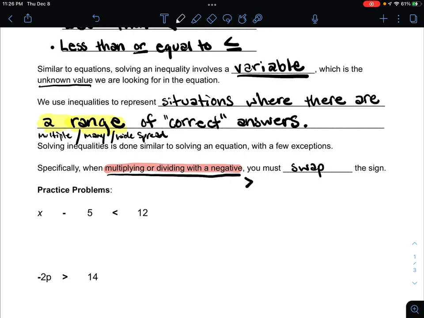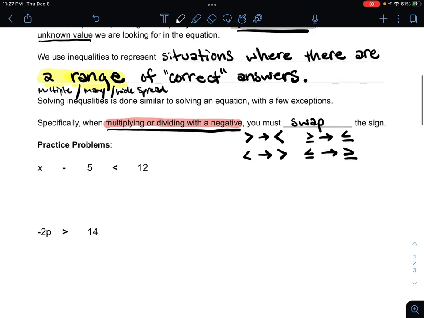But for now, if you could write, greater than will become less than. Greater than or equal to would become a less than or equal to. A less than would become a greater than. A less than or equal to would become a greater than or equal to. So you can see here that the sign swaps. If you are multiplying or dividing with a negative, you swap the sign. And we'll do an example of that in a moment because the second problem is going to involve that. So let's start with our two practice problems.